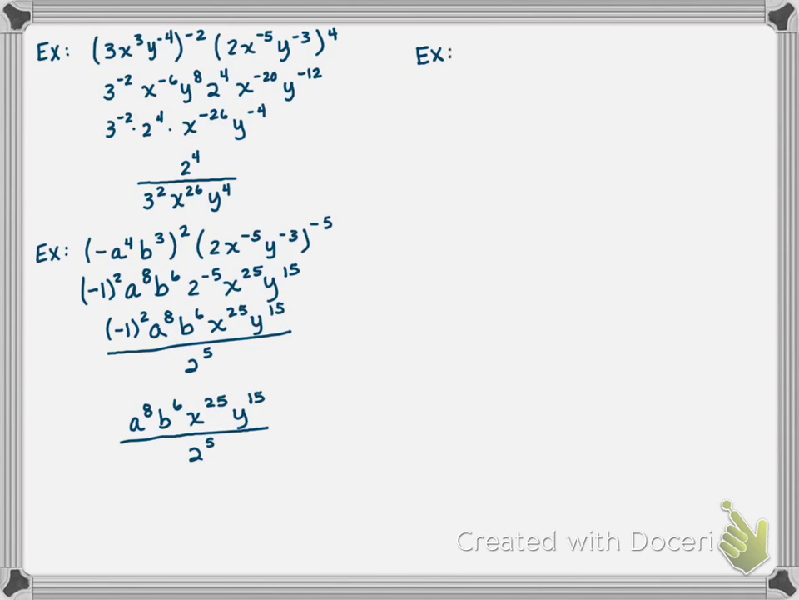Okay, how about, ooh, this is a good one. x squared y to the -3rd over -6 z to the 7th, all squared, times x to the -5th y to the 4th over (-3) to the -5th. Okay, give that one a shot.